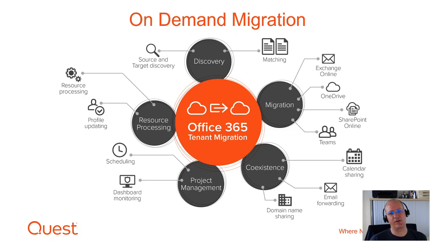Out of the box, you get Coexistence, which is calendar sharing and email forwarding. We've also got the ability to do a domain name rewrite with this tool. The dashboard is very project management driven, so at any given time, just by taking a look at the dashboard, you can tell exactly where your migration project is sitting at the moment. And also inside this, we've got the resource processing, which will be the client profile update utility, that you would use to redirect the clients from the source to the target environment when needed.